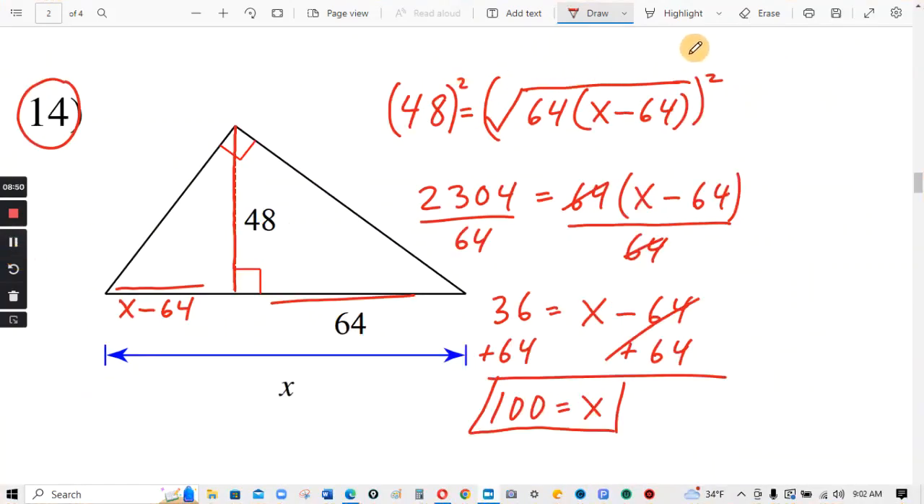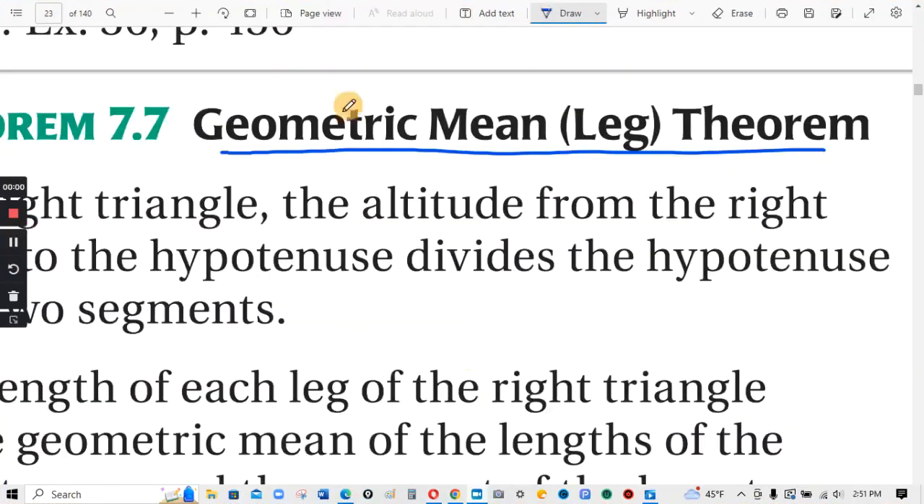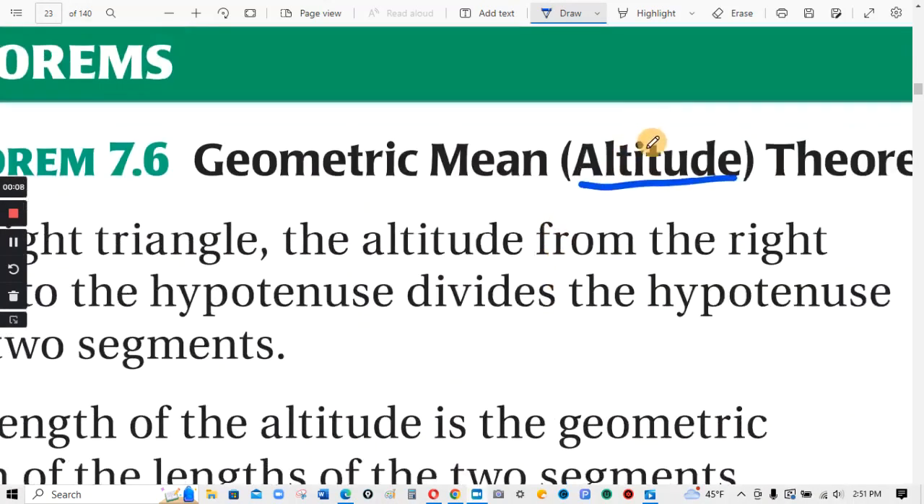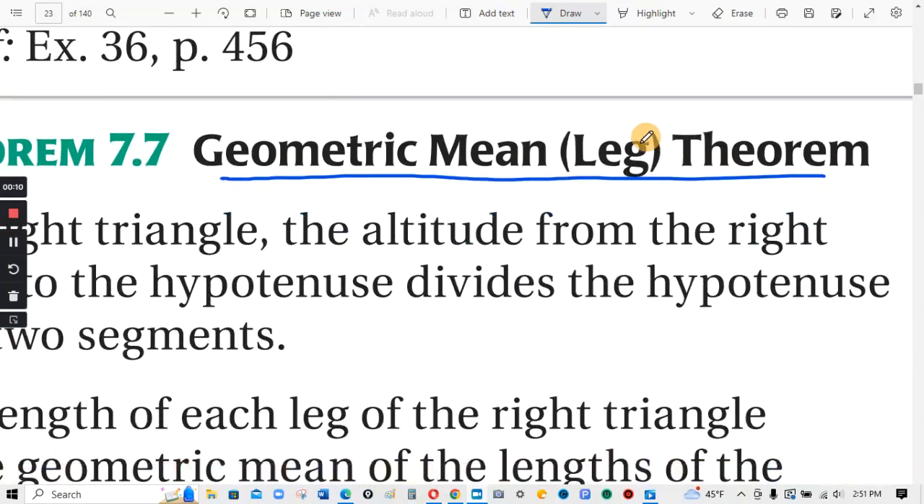All right, so just remember to square both sides at first to get rid of your square root, and then you can work from there. Okay, so the other theorem we are going to use is the geometric mean theorem for the legs. The first one was for the altitude, and this one will be for the legs.